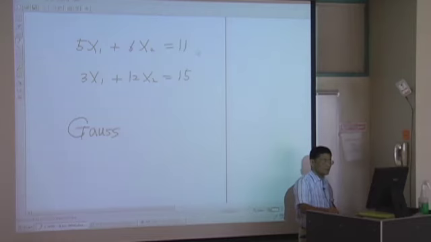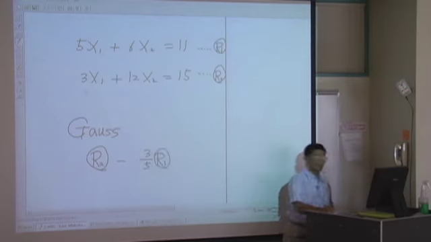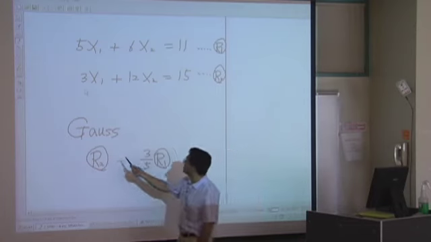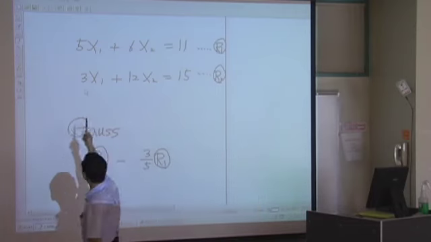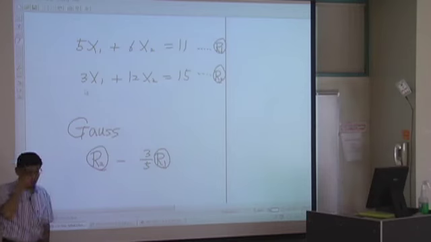So for convenience, I will call this row 1, right? Row 1. And I call this row 2. So we can do this thing. Row 2 minus 3/5 row 1 will eliminate this number. Do you follow me? Row 2 minus 3/5 row 1 will eliminate this number. So this is the idea.